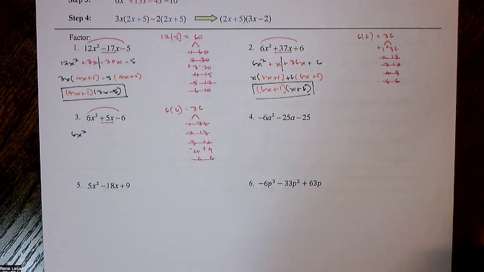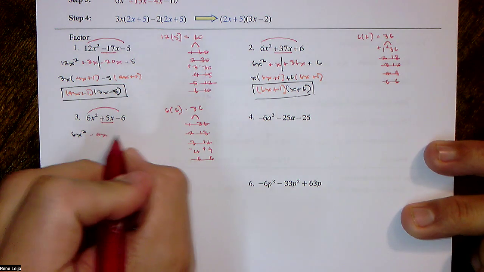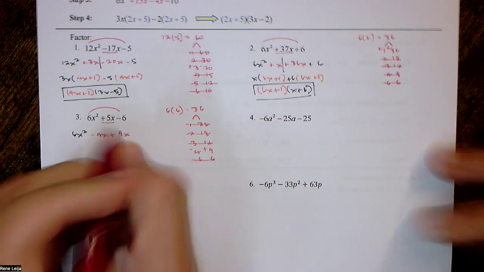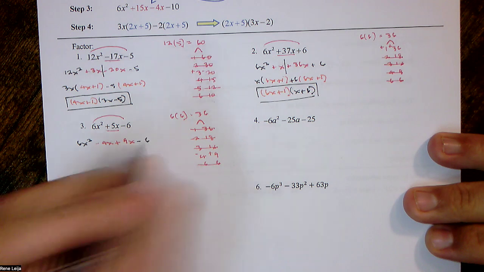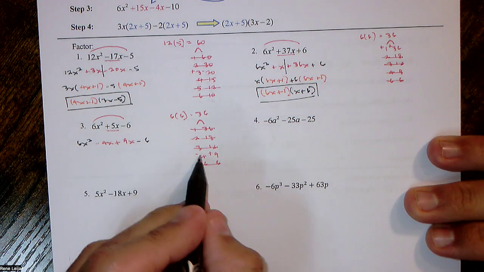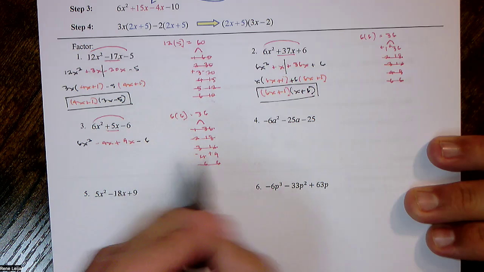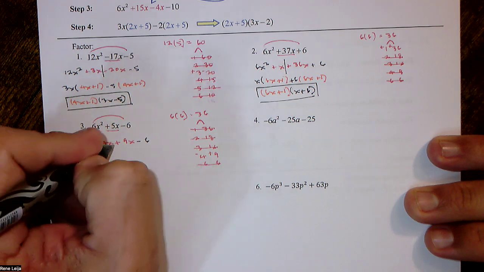minus 4x plus 9x minus 6. Now, it doesn't matter if you put the minus 4x first and the 9x second. You could flip that and put the 9x minus 4x, and it still would work out.